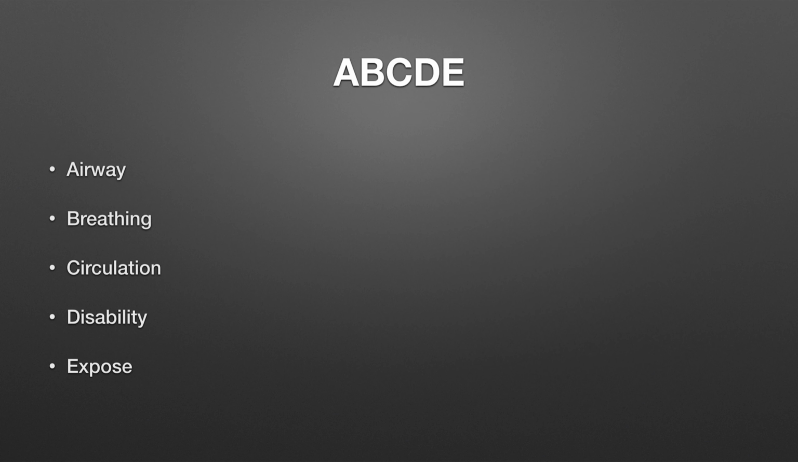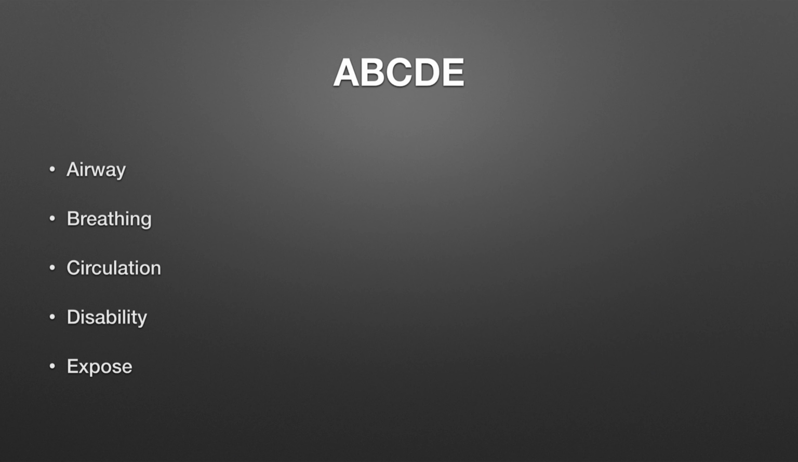And I always do our ABCs. Sometimes we don't think about the D and E. For disability, we want to do a neuro exam on them. We're going to check their pupils, and see if they're moving all the extremities, and if they have some response when we try to stimulate a hand or a foot, maybe responding to some tickling or a little light touch.